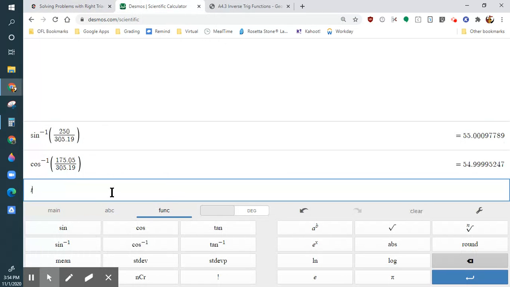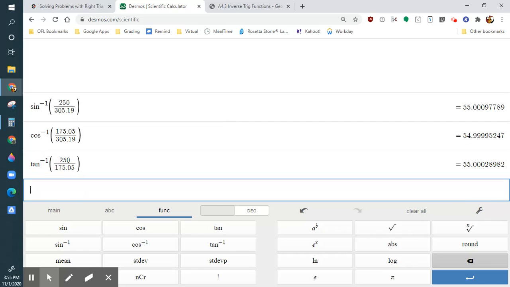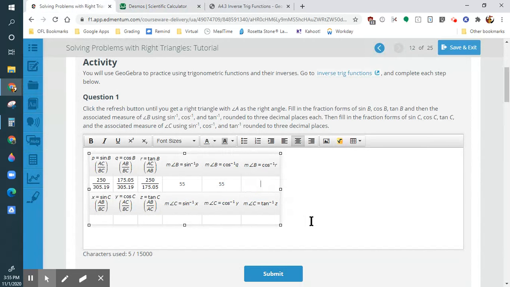And then we're going to do tangent inverse. What I'm doing, in case you're wondering, is typing on the calculator instead of pushing the button, because me moving and clicking is slower than typing it out. But that's kind of nullified by the fact that I just explained how I did that. All right, and that is also 55. So this proves that angle B should be 55.